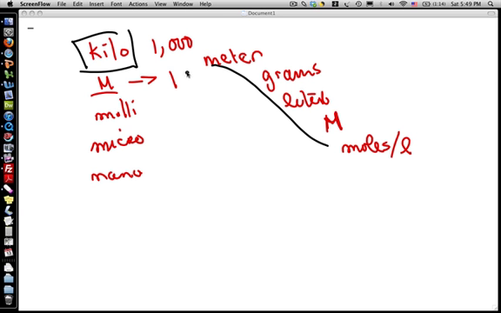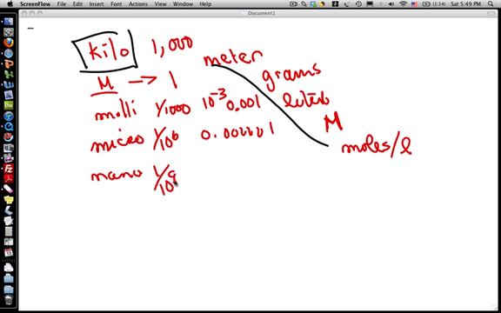A kilo is 1,000 of them. 1 kilomolar is 1,000 molar. Then down here, milli is 1,000th, or 10 to the minus third, or 0.001, and micro, 1/1,000th, a very small amount, and a nano, 10 to the ninth, a billionth. I won't write all those out.